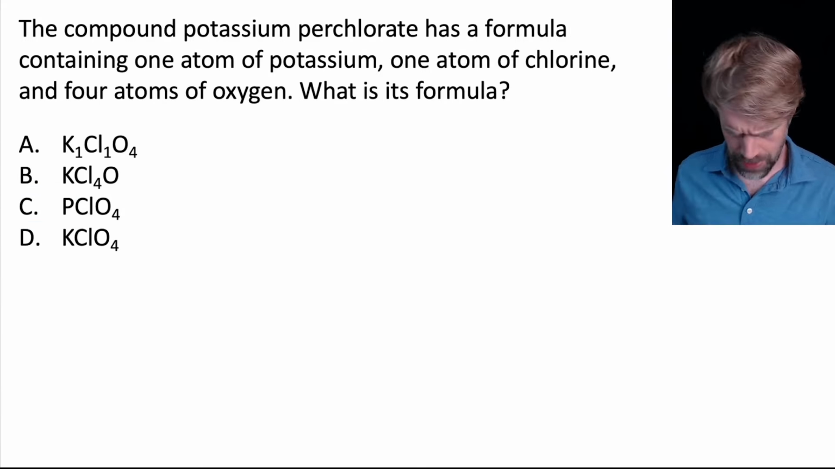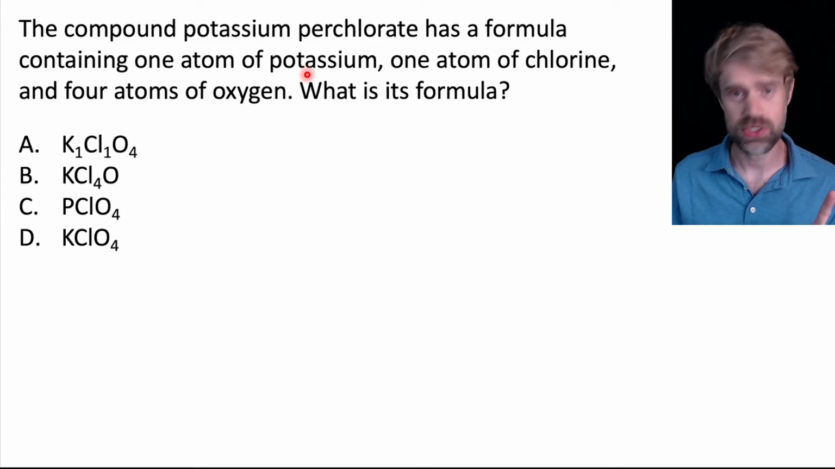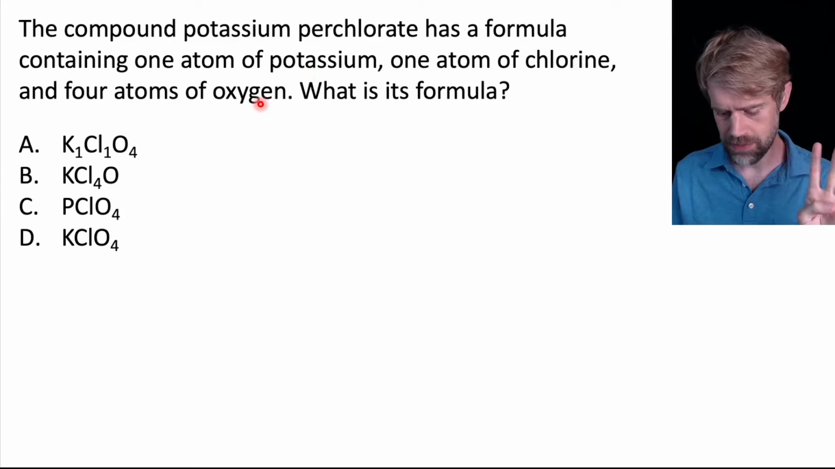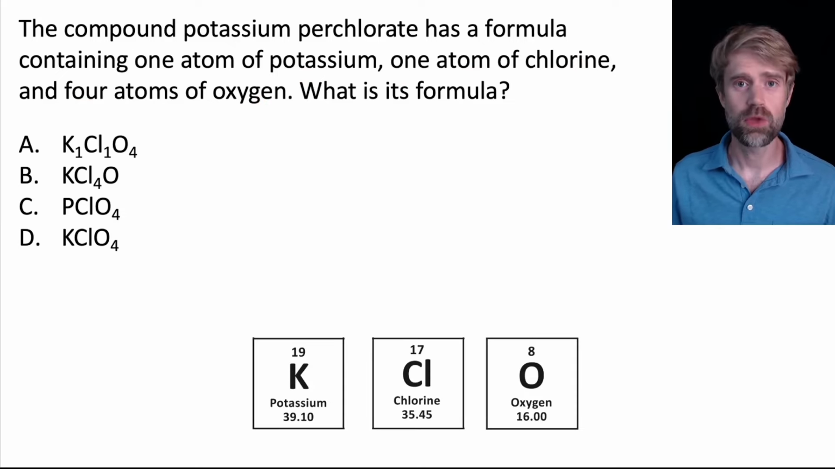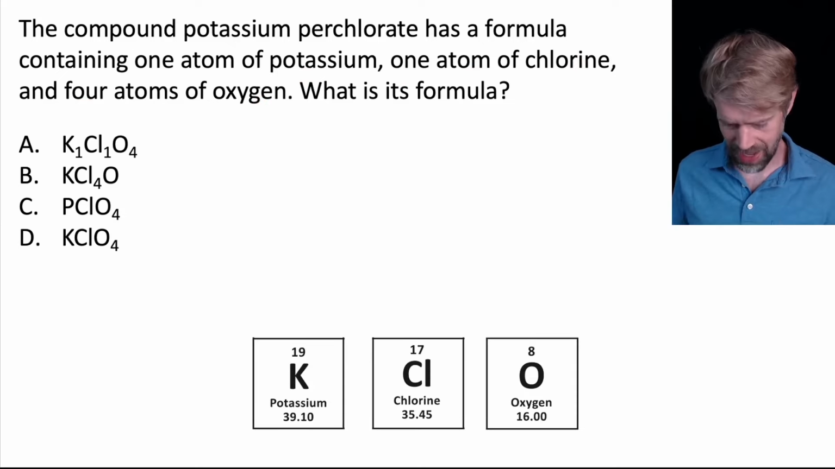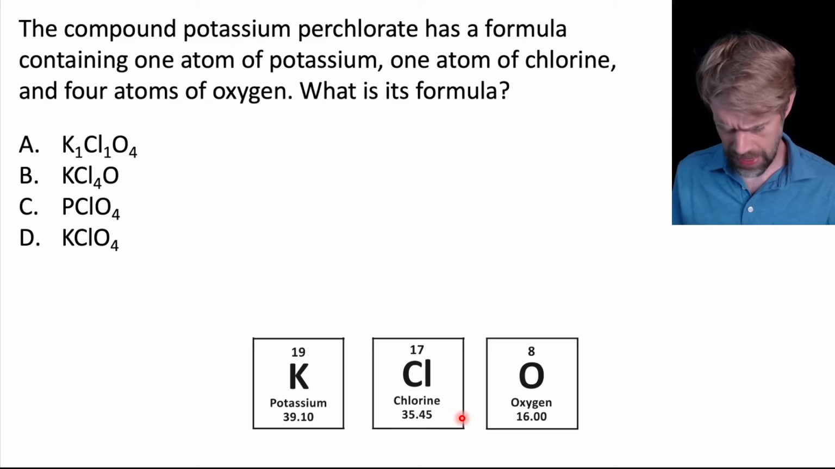Here's another one. The compound potassium perchlorate has a formula containing 1 atom of potassium, 1 atom of chlorine, and 4 atoms of oxygen. What is its formula? Well, we'll start with the elements involved. We have potassium, that's K. Ooh, a tricky one. Chlorine, that's Cl. Also kind of tricky because a lot of people think it's C. It's Cl. And then oxygen, which is O.